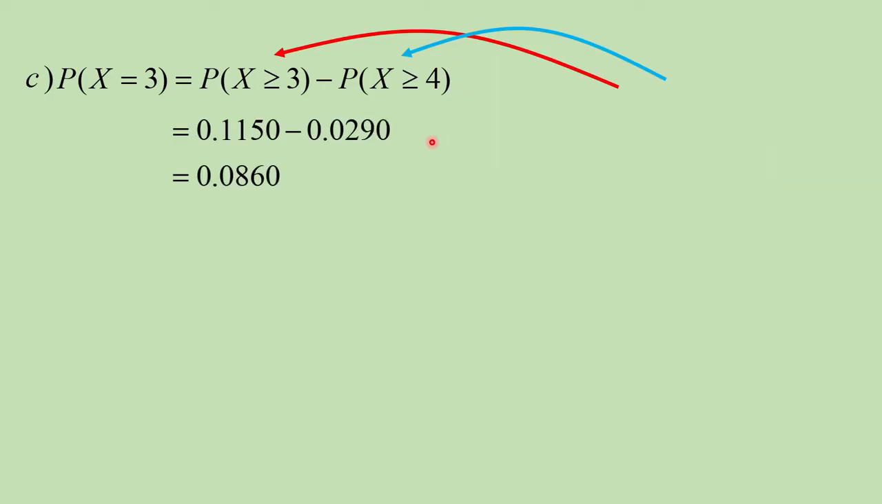Okay, so by using the table, you can have the value 0.1150 for probability x more than or equal 3, and for probability x more than or equal 4, 0.0290. Simplify, you will get 0.0860. So make sure to create the formula for the function to be probability x more than or equal 3 minus probability x more than or equal 4.